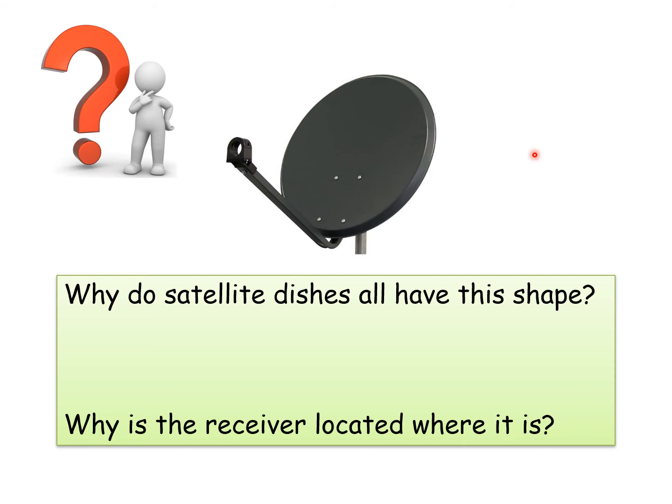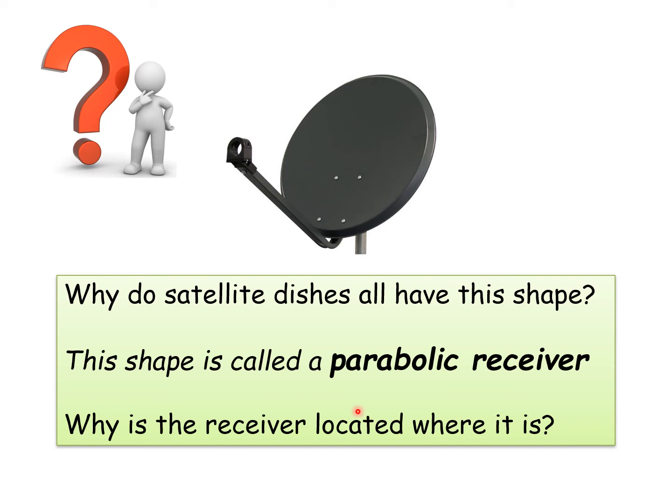If you don't believe me, look out in your street and I guarantee you will probably see lots of people who have satellite TV will have one of these dishes outside their house. So this is a very special shape and it is called a parabolic receiver. So I would like you to try and remember this term. You can write this down in your notes, and any satellite dish is really a parabolic receiver.